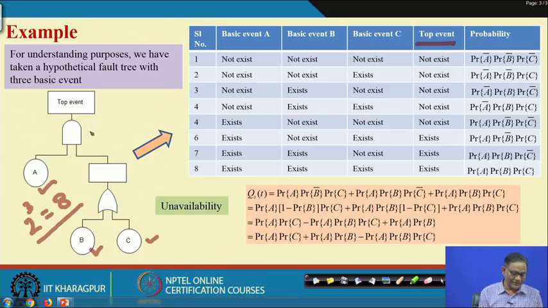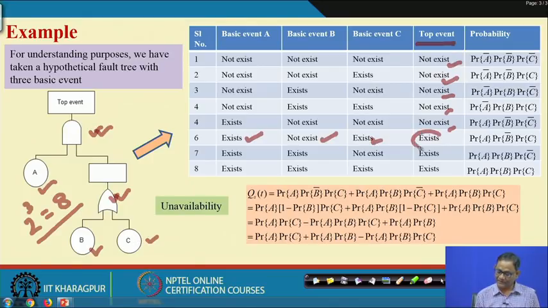For example, this is an AND gate. Here A must occur, plus because this is an OR gate, either B or C or both B and C must occur, so that the top event will occur. So, that is what is seen here. For example, when all the bottom events do not exist, the top event also does not exist. Suppose the first one, C, exists, the other two do not exist. The combination when A exists, meaning A has failed, B does not fail, but C has failed, then definitely the top event will occur.